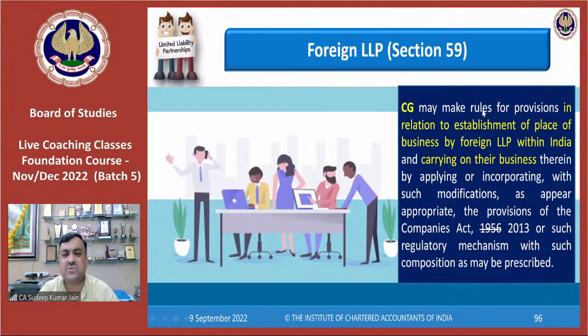First simple point, just to read. The central government may make rules for provisions in relation to establishment of place of business by foreign LLP within India and carrying on the business by applying or incorporating with such modification as appear appropriate the provisions of Companies Act 2013 or such regulatory mechanism with such composition as may be prescribed. Simple funda hai. The central government will decide the rules and regulation for establishment of the place of business and carrying on the business by foreign LLP in India. सेंट्रल गवर्नमेंट डिसाइड करेगी कितने रूल्स बनाएगी कि जो फॉरेन LLP इंडिया में बिजनेस करना चाहती है वो कैसे अपना सेटअप बनाएंगे और कैसे बिजनेस, इतनी सी बात.